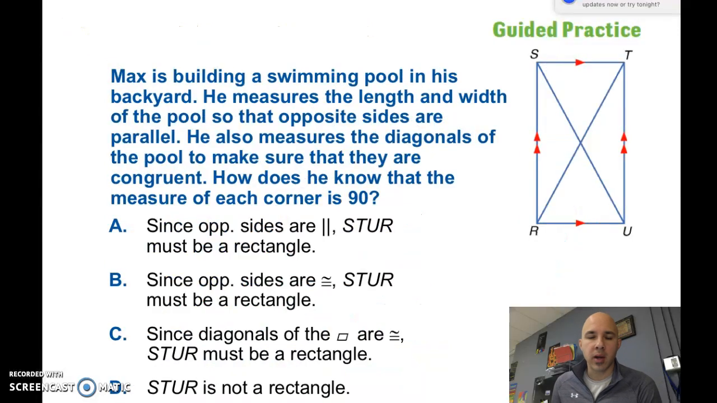All right, this is your guided practice for example 3. Max is building a swimming pool in his backyard. He measures the length and the width of the pool so that the opposite sides are parallel. He also measures the diagonals of the pool to make sure that they are congruent. How does he know that the measure of each corner is 90 degrees?